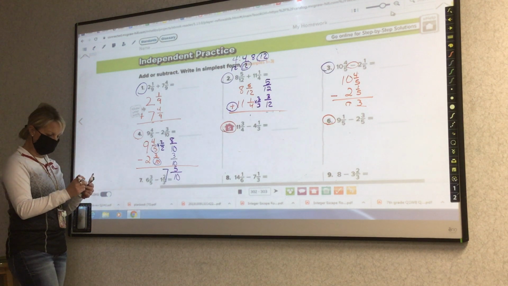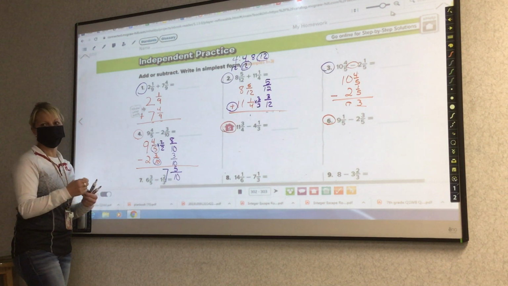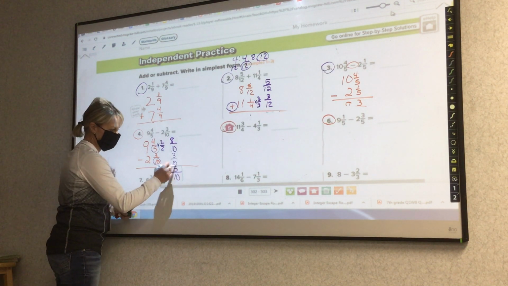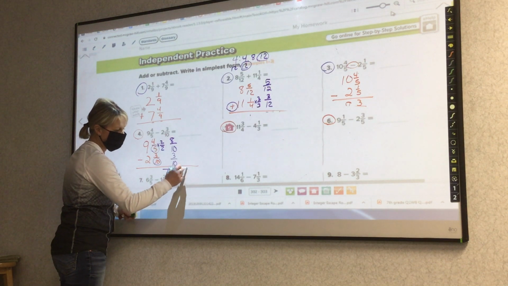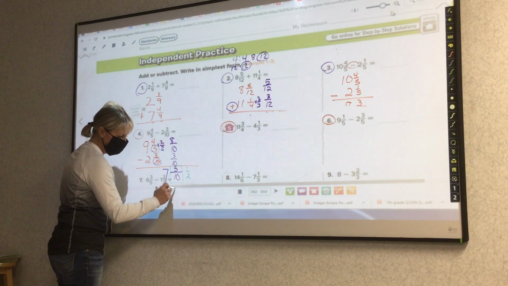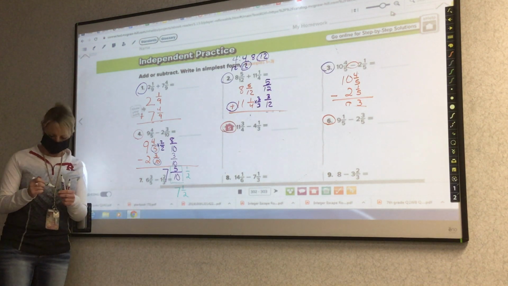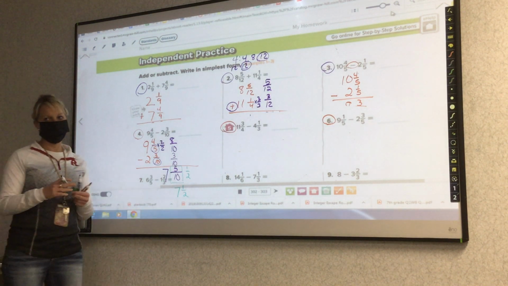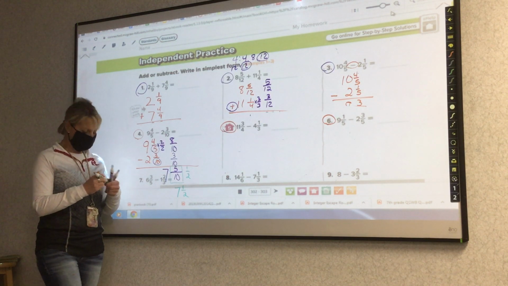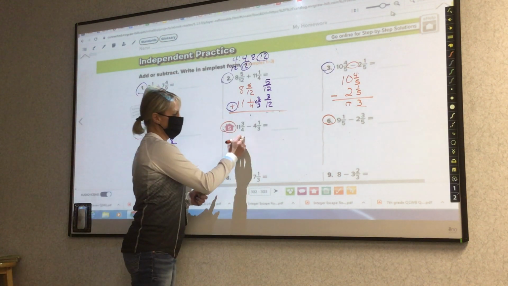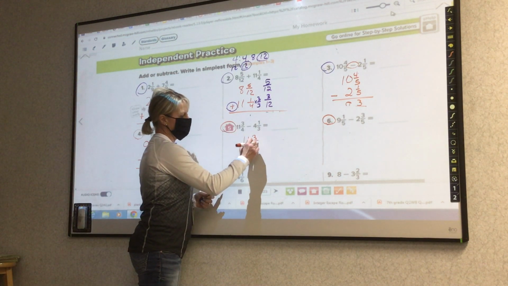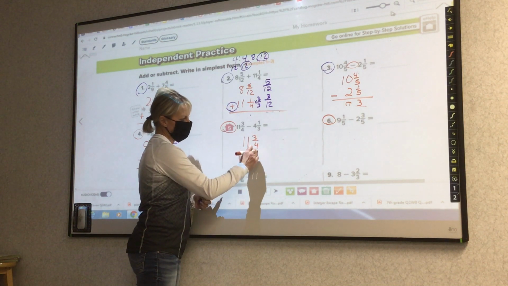Don't leave it like that, because the 5 tenths is a half. You should be able to look at that and say, oh, that's a half. 7 and a half is your final answer. Yes. Stop, stop, stop. So then I have 11 and 3/4 minus 4 and 1/3.